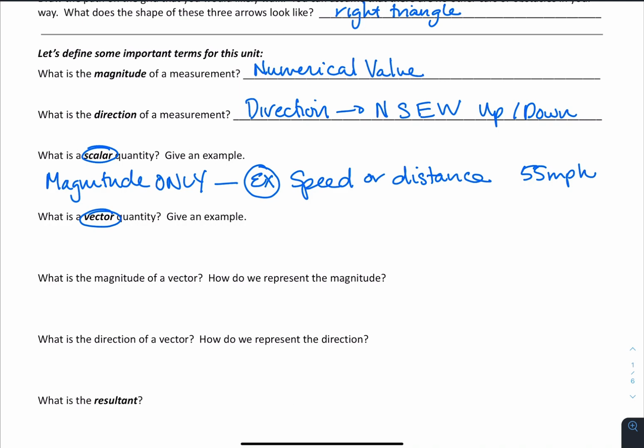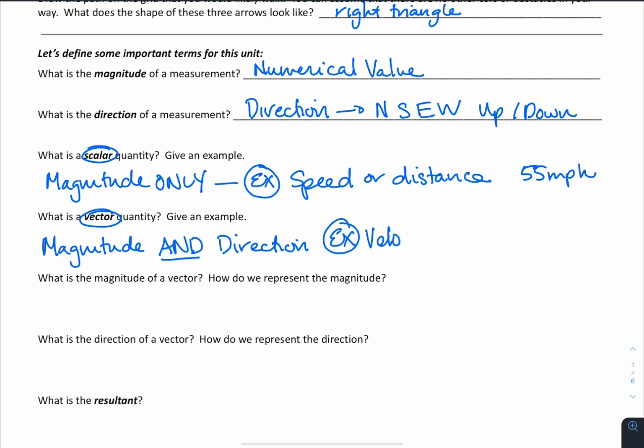A vector quantity, you have to have the magnitude, but you also need to include the direction. So you need both of those items. An example for us is going to be velocity. We've also talked about acceleration, we've talked about displacement, and eventually we're going to get to something called force. All of these are vector quantities. So an example would be that same car moving at 55 miles per hour, but we would say it's moving to the northeast. That would make that measurement a vector quantity.